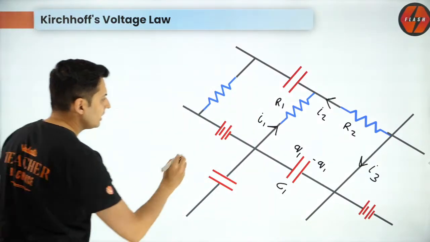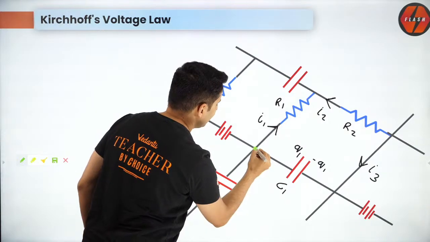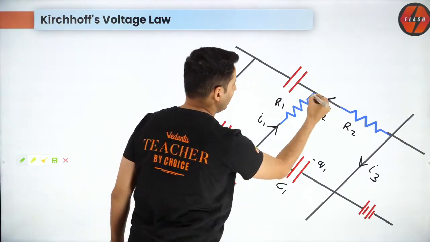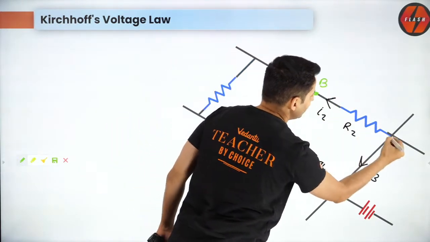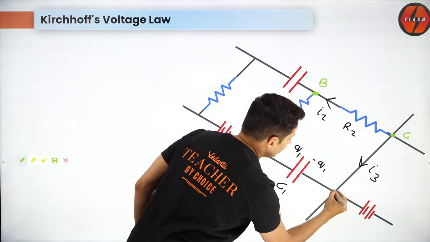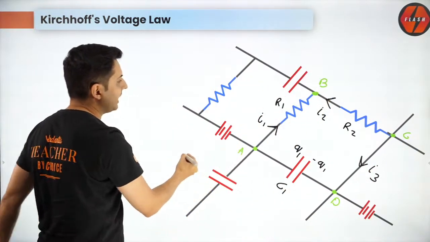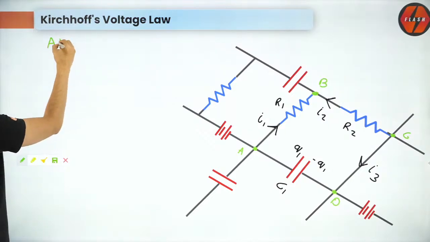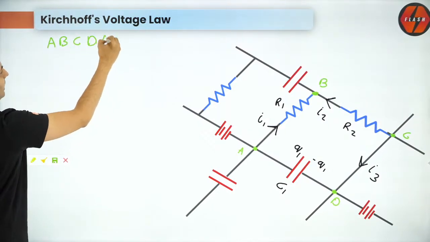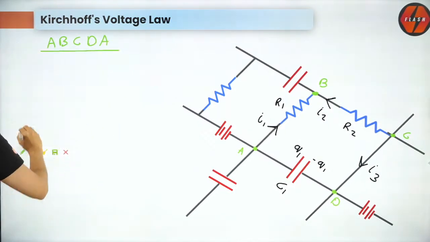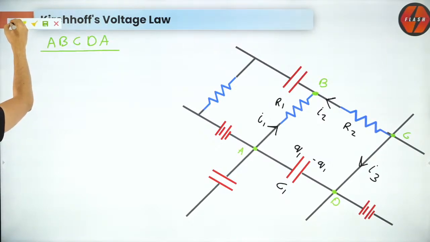Now first thing, choose a loop. So let's say I start from here, A, then I go to B, then I go to C, and then I go to D, and then I come back to A. So my loop is A, B, C, D, A. How will my Kirchhoff's voltage law look like?